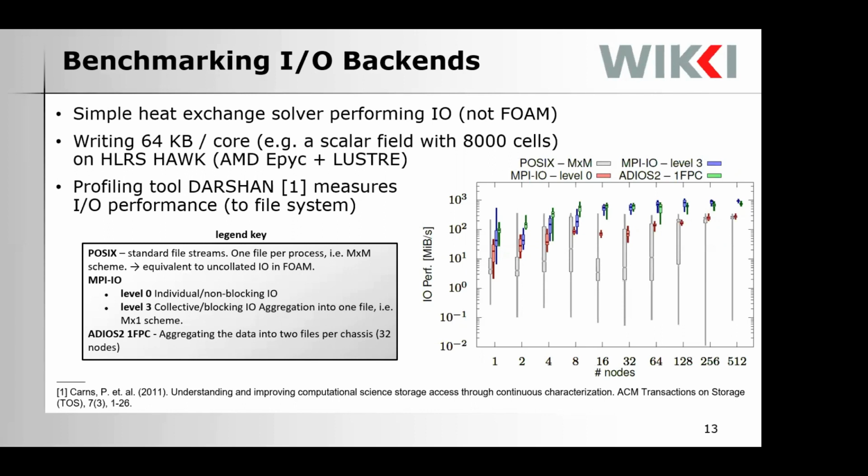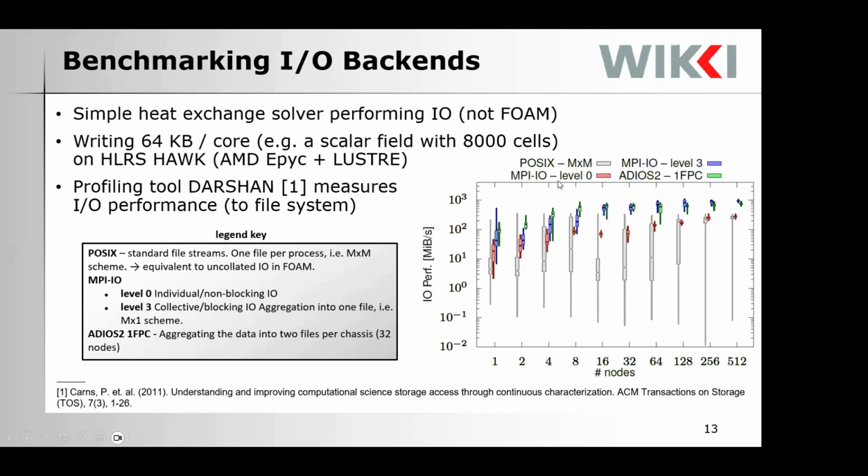So, we did some benchmarking. What you can see here is not OpenFOAM. It was a proxy application. We just wanted to know how good the different transport layers are, right? The one which FOAM uses is POSIX. Here, M2M means that we write from all the cores to all the files, so M cores to M files. Each core writes its own file.